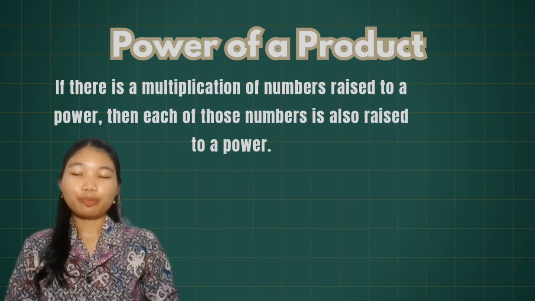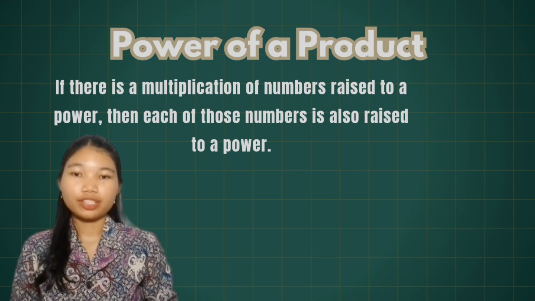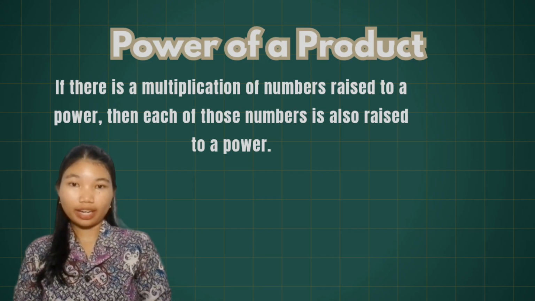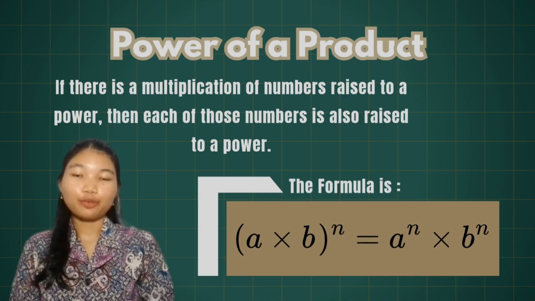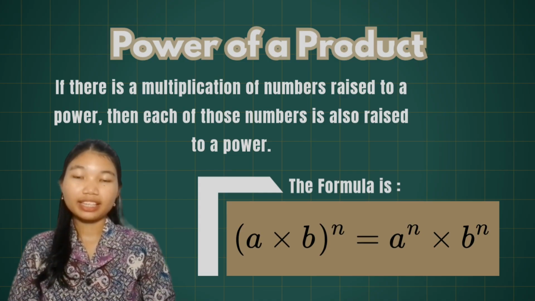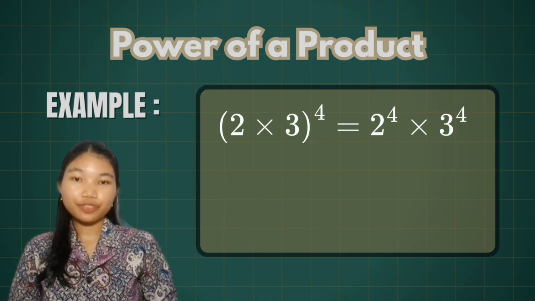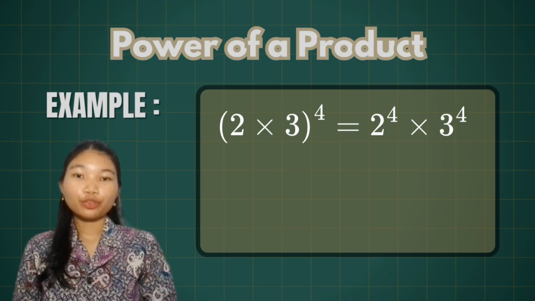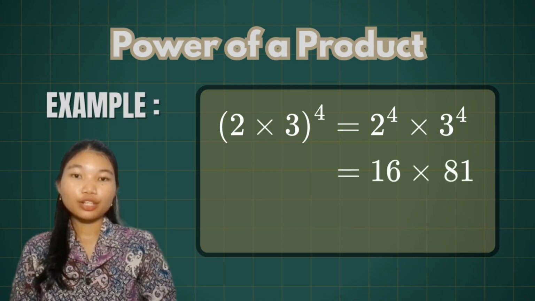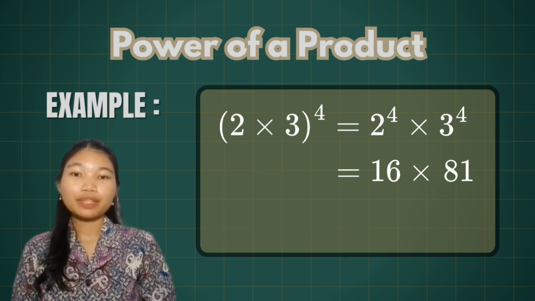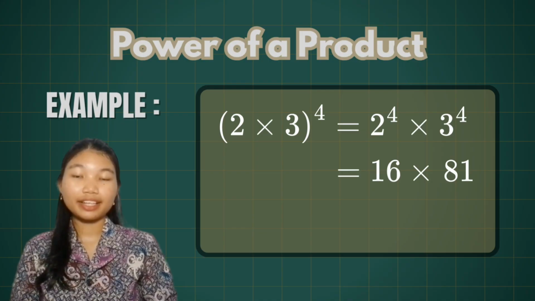If there is a multiplication of numbers raised to a power, then each of those numbers is also raised to the power. Formula: a times b, to the power of n, equals a to the power of n times b to the power of n. Example: 2 times 3, to the power of 4, equals 2 to the power of 4 times 3 to the power of 4 equals 16 times 81.